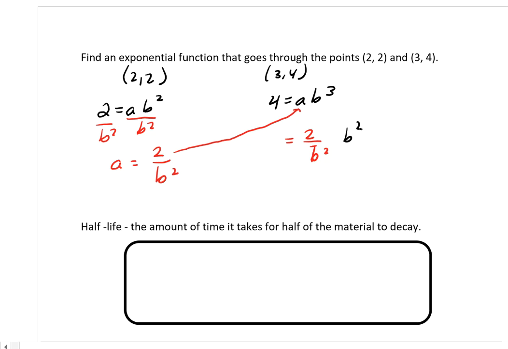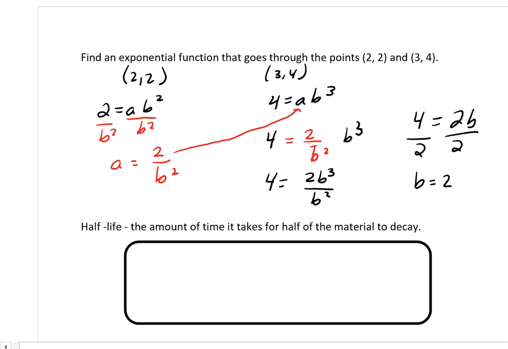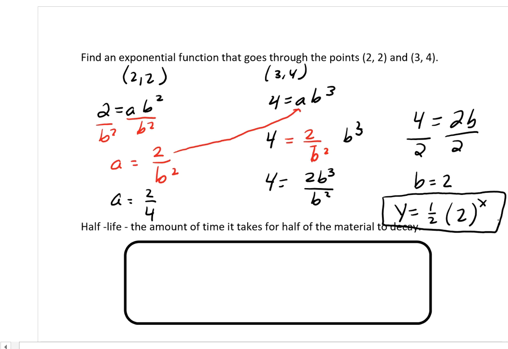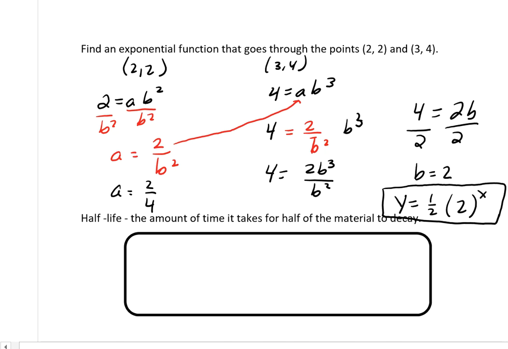I also like to solve for the one with the smaller power so that I end up with B on the top. So what I have here is 4 equals 2b cubed over b squared. I'm going to use my rules of exponents to say that's going to be just 2b. And then b is equal to 2. Well, if b is equal to 2, a is equal to 2 over 2 squared, it'll be 1/2. So my equation is y equals 1/2 to the x, which is not the same as just like 1 to the x, because we'd have to do that exponent first.